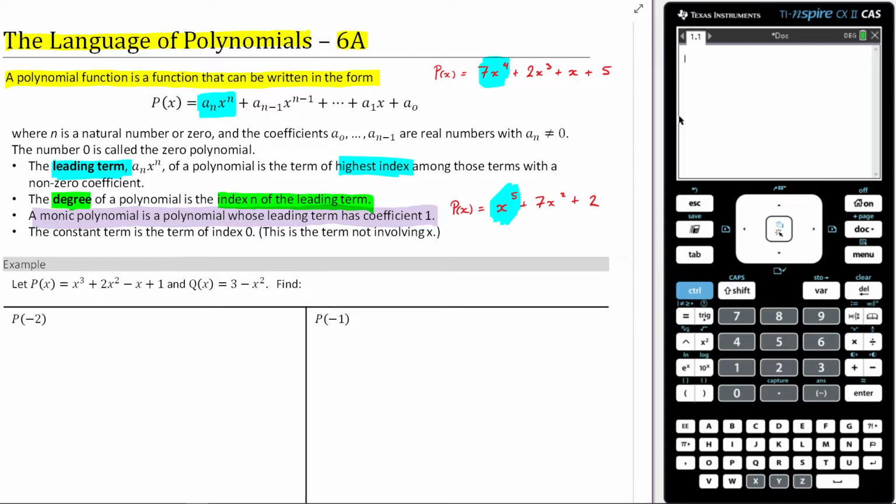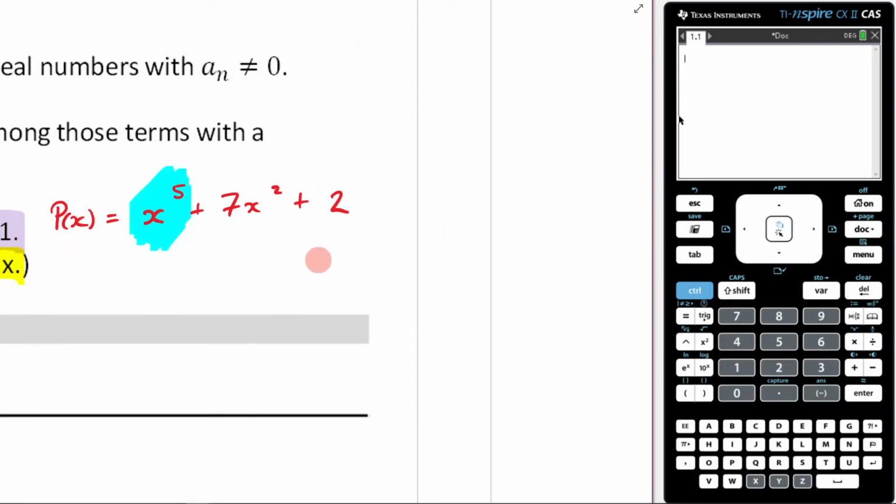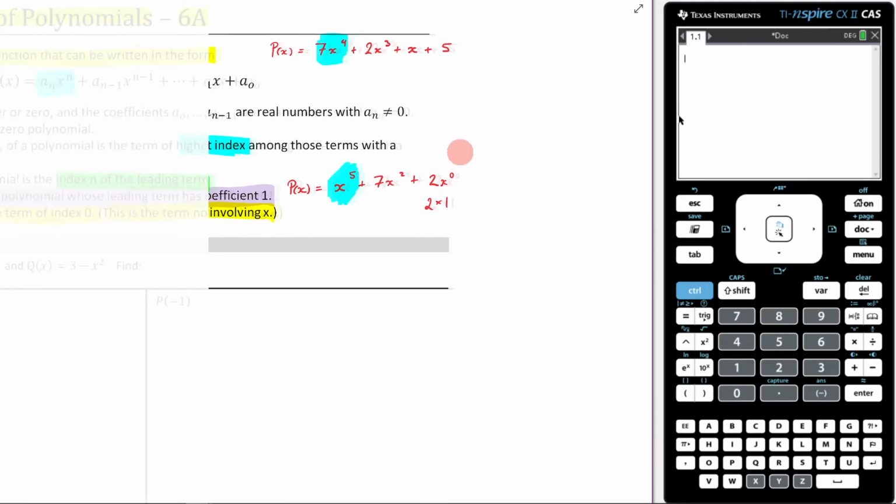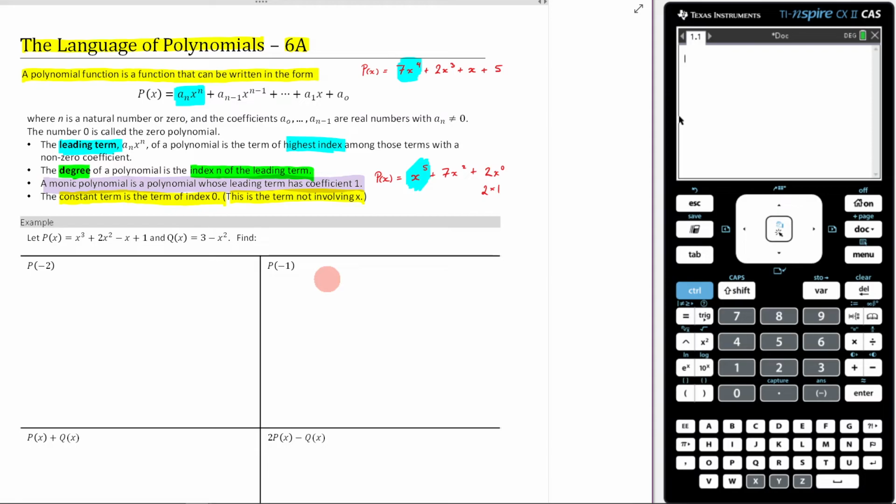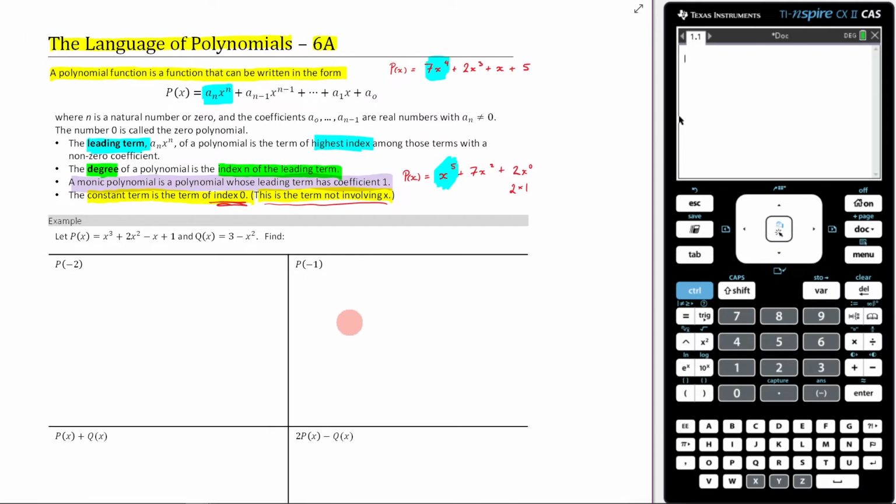And then the last thing here is the constant term is the term of index 0. This is the term not involving x. So just to break that down for us, if we come back to our example here, this is our constant term. And would you agree, if we were to put an x here, it would be x raised to the 0, because we know that's the same as 2 times 1. So that's why it speaks of the constant term as having a term of index 0. The term of index 0 is the term not involving x. That's what it's saying to us there.